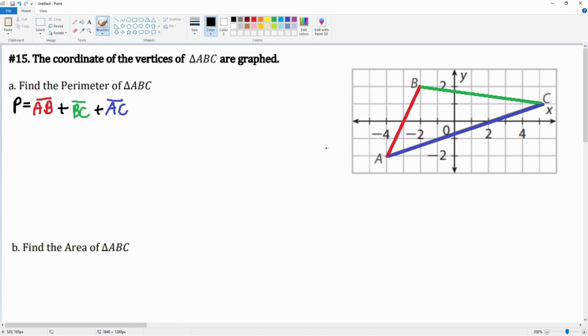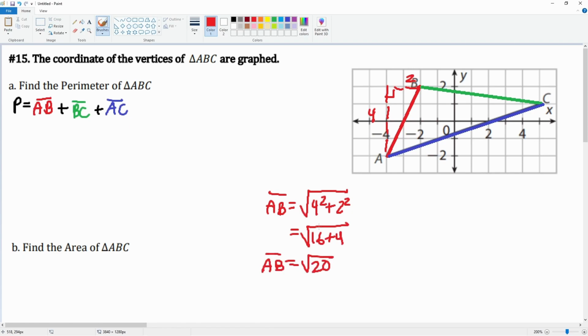Okay, now we can't count, so we have to use the Pythagorean theorem to solve for each one of them. So let's do it right here. Line segment AB is going to be made up of this piece. 1, 2, 3, 4, 1, 2. So 4 squared plus 2 squared. And the reason why we do that is because this forms a right triangle. 4 squared plus 2 squared will get me that diagonal. This becomes the square root of 16 plus 4. That gets you the square root of 20, which is the length of AB.